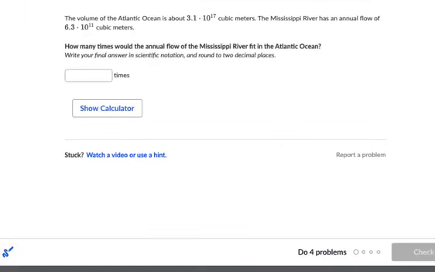For this problem, it says that the volume of the Atlantic Ocean is about 3.1 times 10 to the 17 cubic meters. The Mississippi River has an annual flow of 6.3 times 10 to the 11th cubic meters. How many times will the annual flow of the Mississippi River fit in the Atlantic Ocean? Write your final answer in scientific notation and round to 2 decimal places, so only 2 digits behind the decimal point. Go ahead and pause the video and first decide which operation is this, add, subtract, multiply, or divide, and then try the problem out on your own.